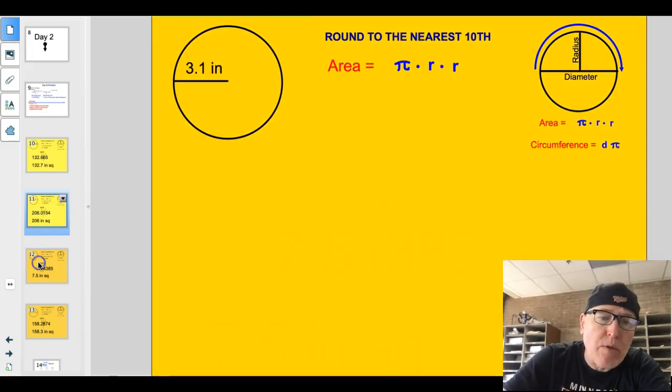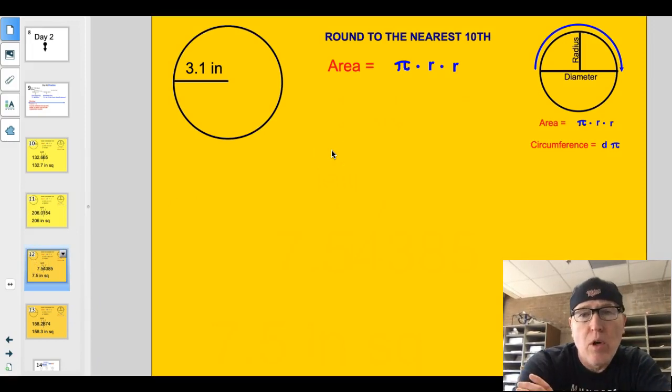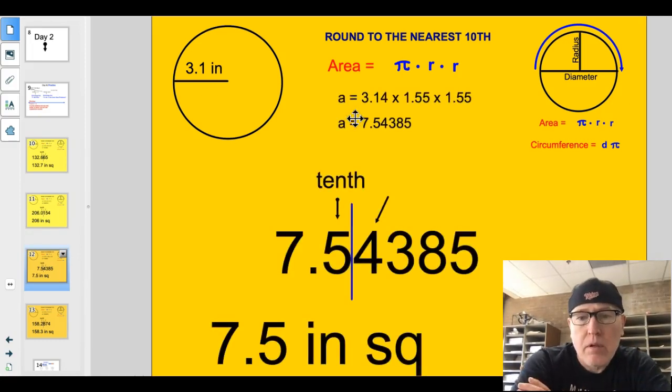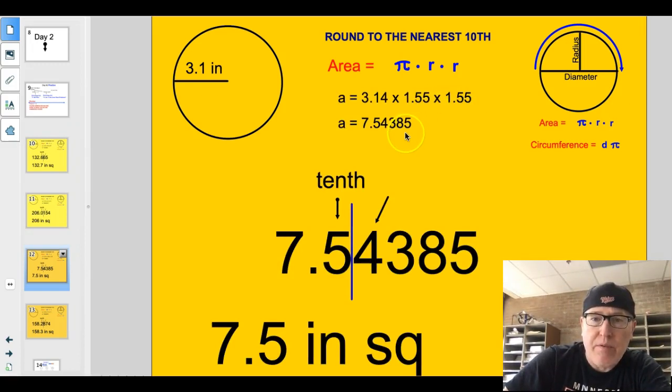All right, 2 problems for you to try. Go ahead and try this one right here. Round to the nearest tenth, you've got a radius of 3.1 inches. All right, let's see how you did. Okay, you should have ended up with 7.54385. Here's your tenth spot. Look behind it. It's a 4. 4 to the floor. It's not enough to bump that guy up. Just stays at 7.5 inches squared.